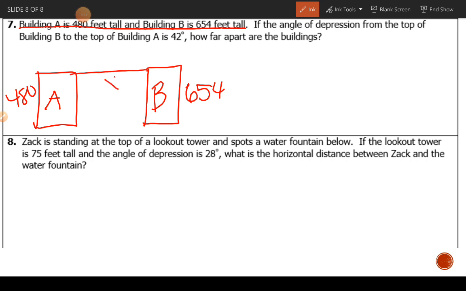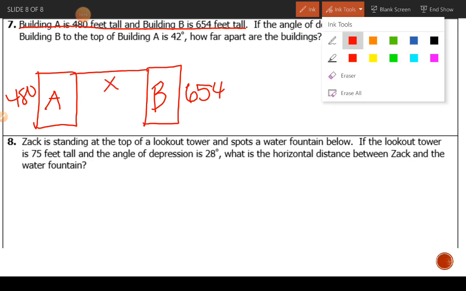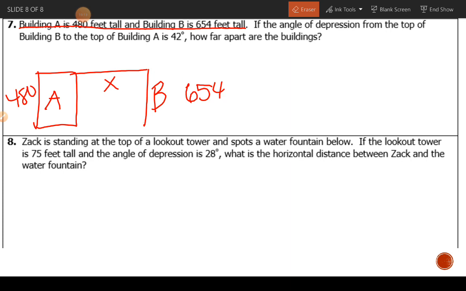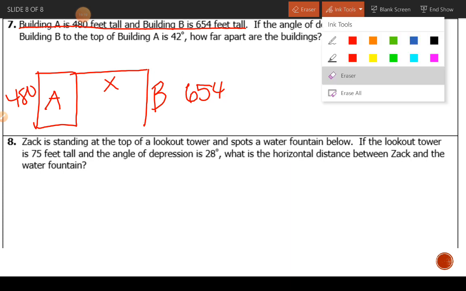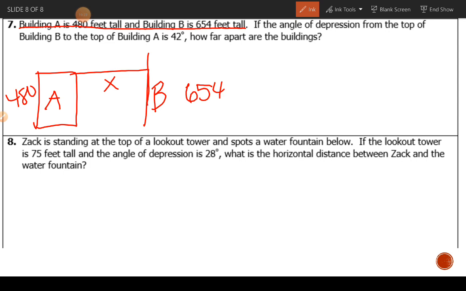So we want to know this right here. That's what we're trying to find. And this would probably be easier if I drew this a little bit more accurately. It's going to be taller. So this right here is what's actually going on. Okay, so we have an angle of depression. So remember, the angle of depression is 42. So 42 is going to go down here. All right. Most of the time, guys, your angles are going to be down by the bottom of your triangle, if you haven't noticed that. Usually it's not going to be up here.